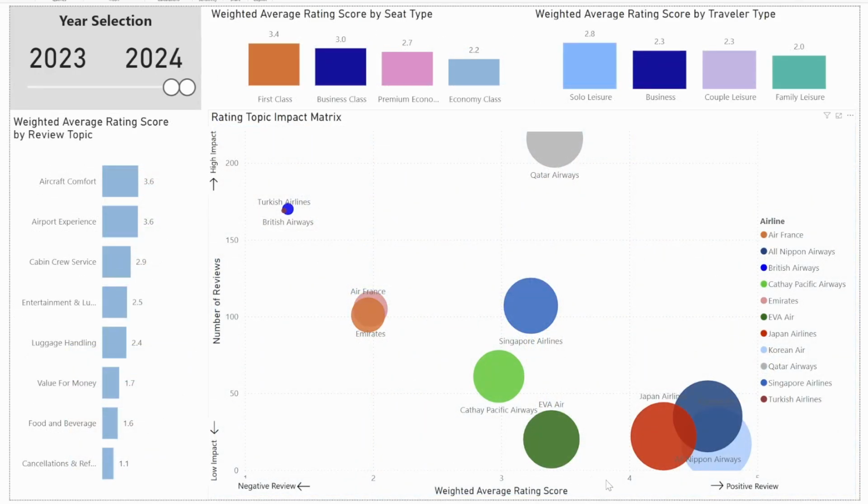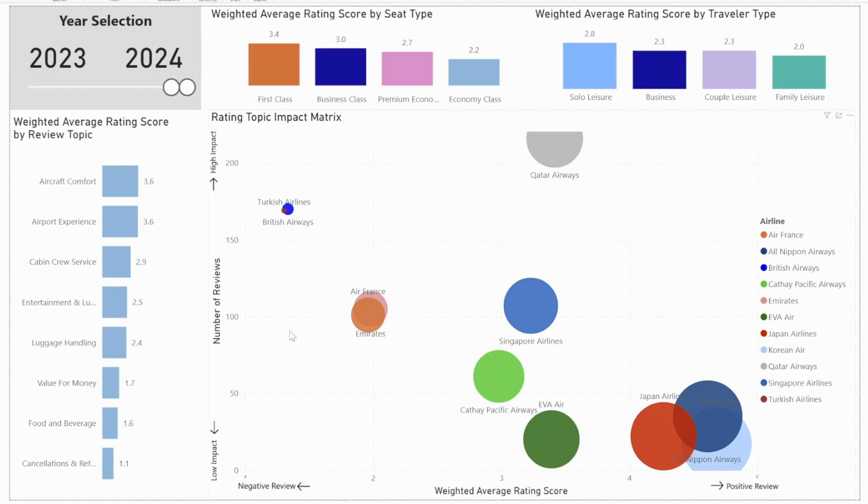For the third dashboard, we analyze the competitors by plotting an Eisenhower matrix-inspired bubble chart of the weighted average rating score against the total number of reviews. The top right quadrant is the most desirable state, where the airlines are highly rated with the highest impact, whereas the top left quadrant, where British Airways and Turkish Airlines are rated poorly with a high number of reviews, is the least desirable outcome.